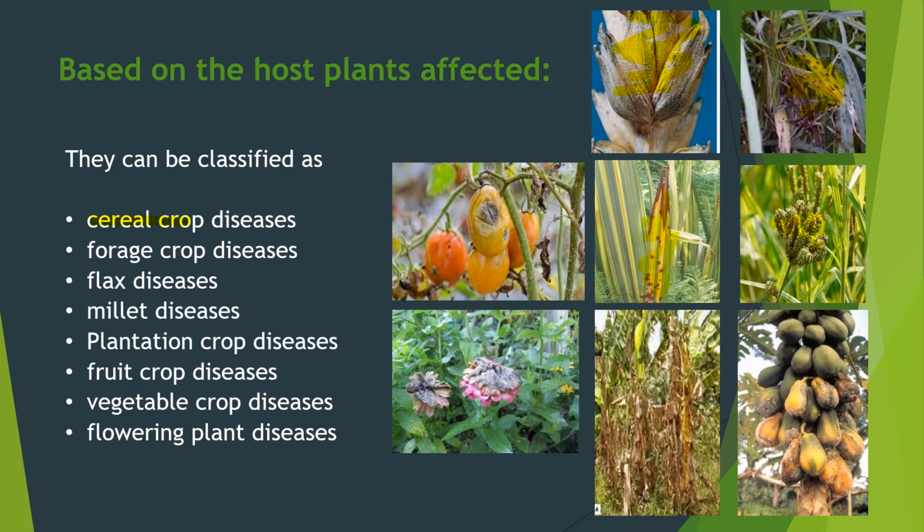Then plantation crop diseases, for the crops which we plant, like banana. Then fruit crop diseases, like this papaya which has a disease. Vegetable crop diseases, like here for the tomatoes and all other types of vegetables. And flowering plant diseases, which are particular to flowering plants.